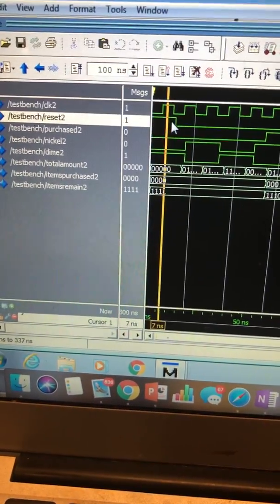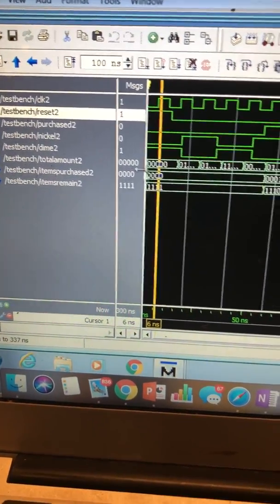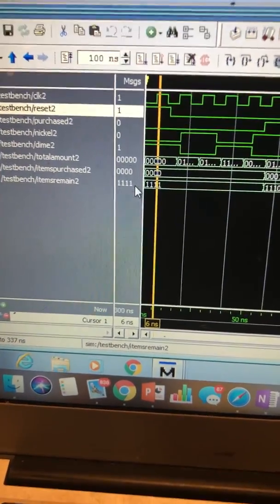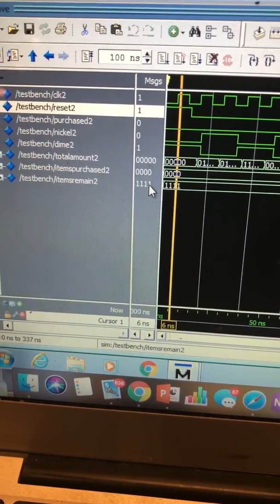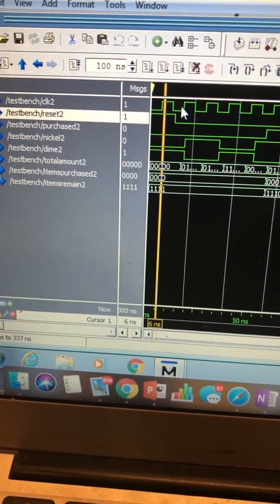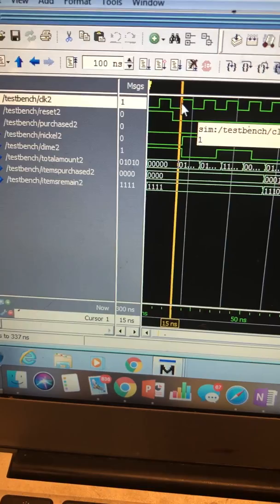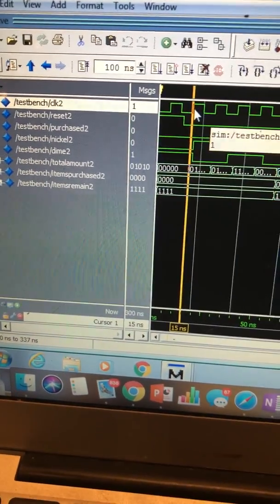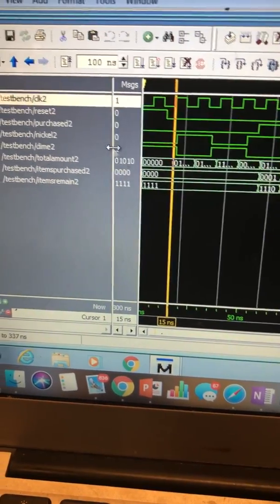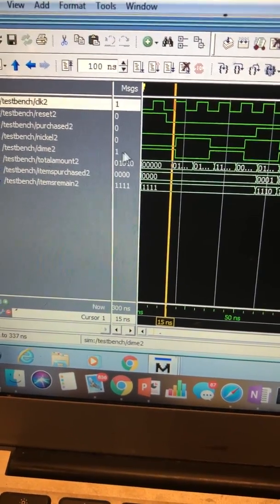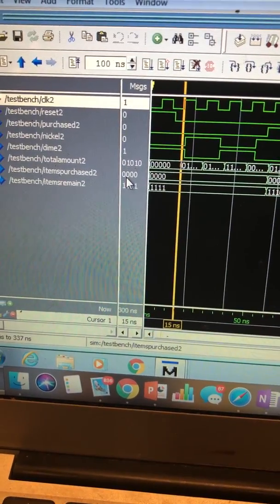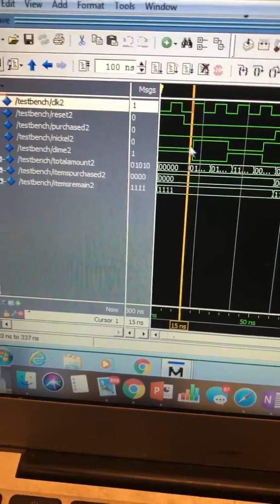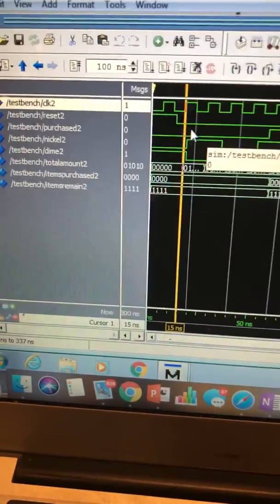So when we start, our reset is equal to 1. As said before, the total amount is 0, and our items purchased is 0, as well as our remaining items is equal to 15. On the first positive clock edge, we're going to receive a dime. So our total amount is going to be 10 cents here. And then our items purchased and items remaining are going to stay the same, because purchase is equal to 0, so we haven't received an item purchased.